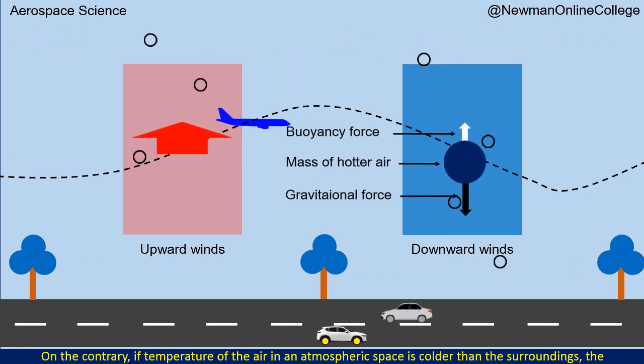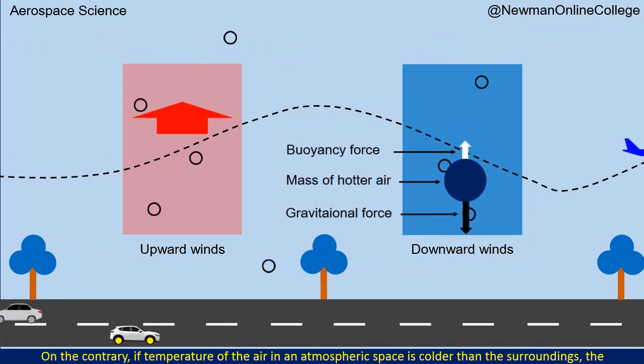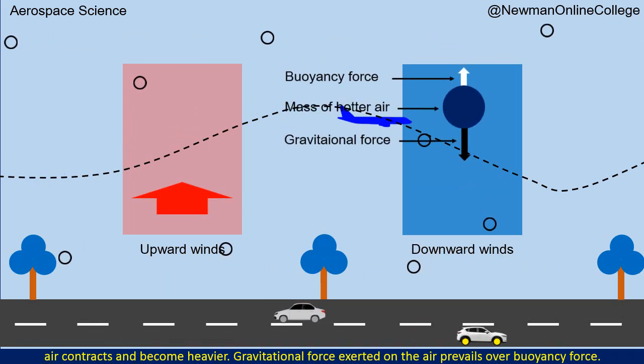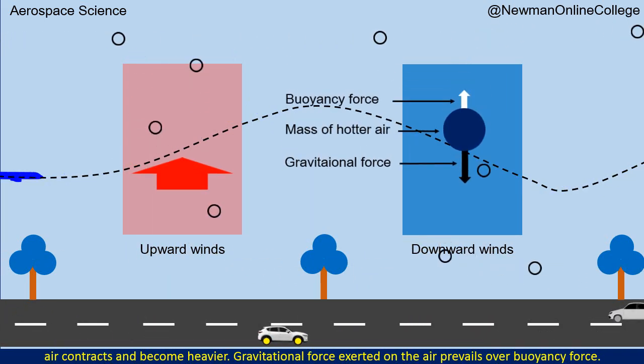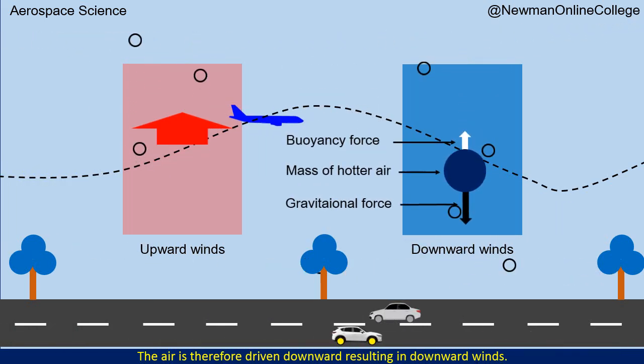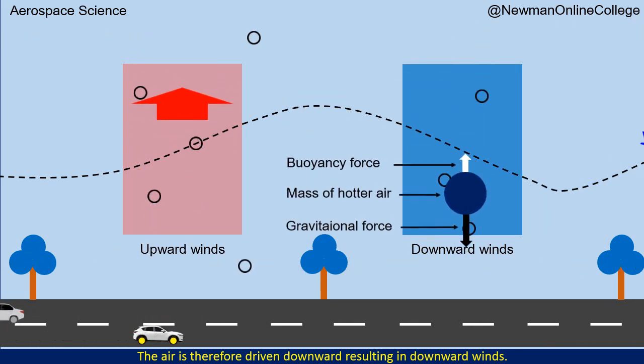On the contrary, if the temperature of the air in an atmospheric space is colder than the surroundings, the air contracts and becomes heavier. Gravitational force exerted on the air prevails over buoyancy force. The air is therefore driven downward, resulting in downward winds.